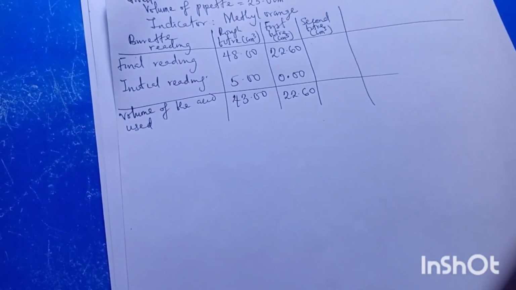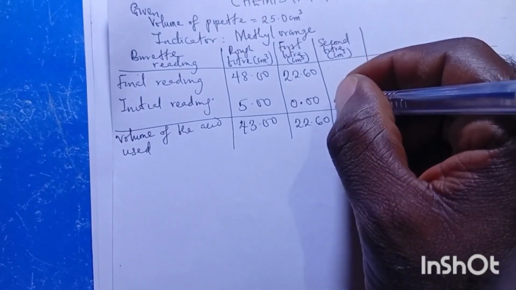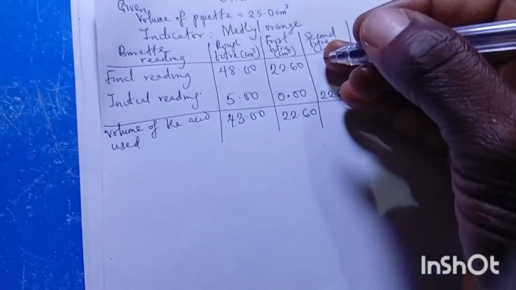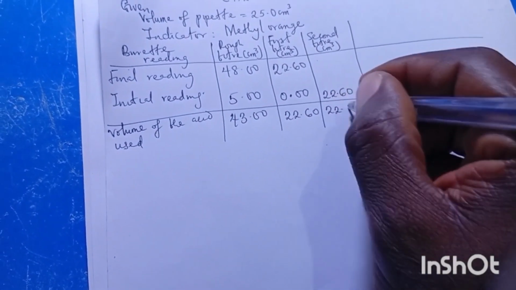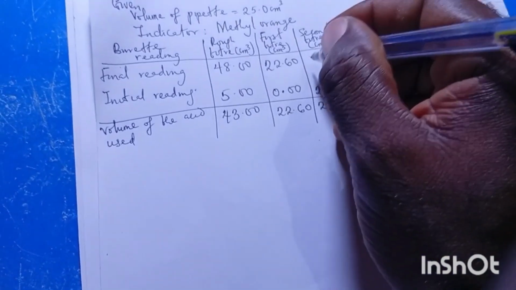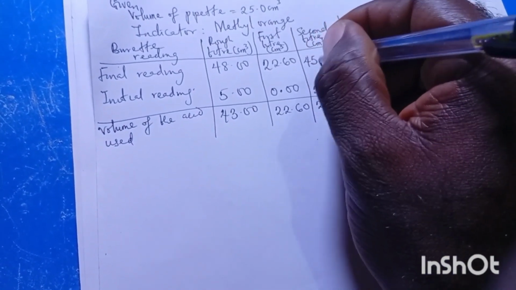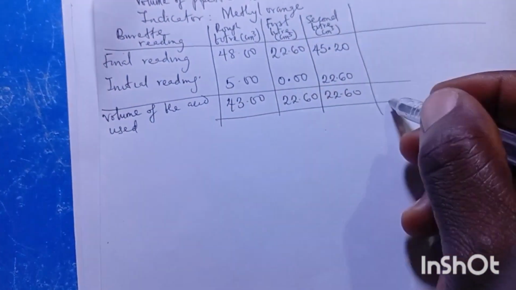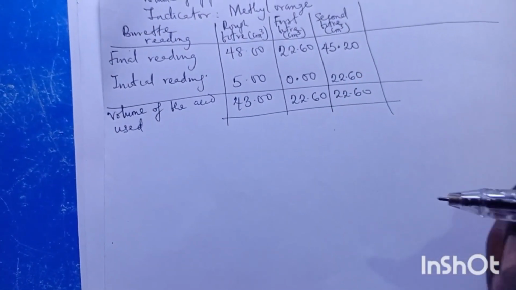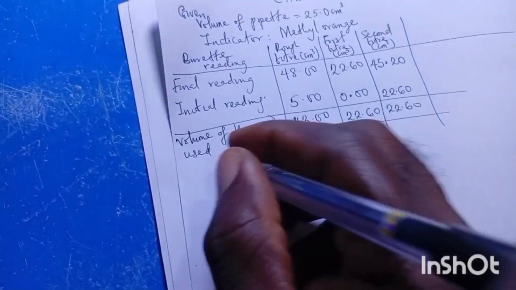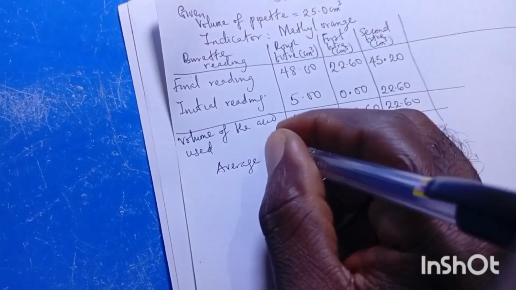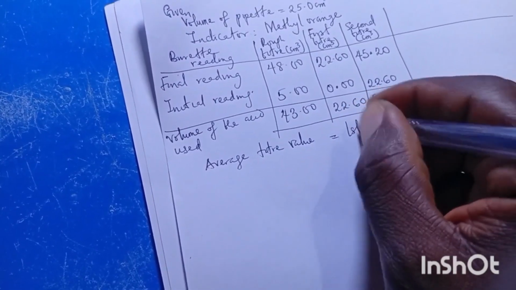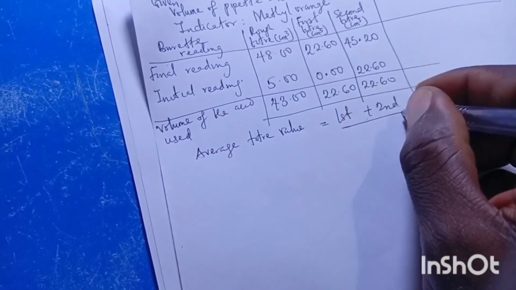22.60, and let's say I want to continue from where I stopped. Since my final was 22.6, it can become my new initial. So since I still want to derive that 22.6, if I sum up this, I'll be having 45.20. With this now, my value stands. I have my volume of acid, so I can now go straight to what we call the average titre value.